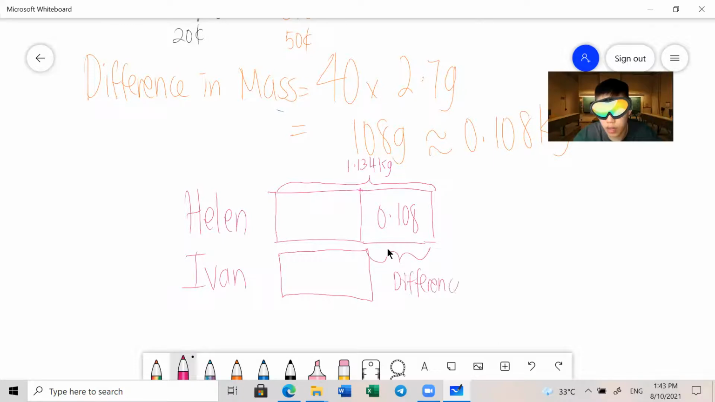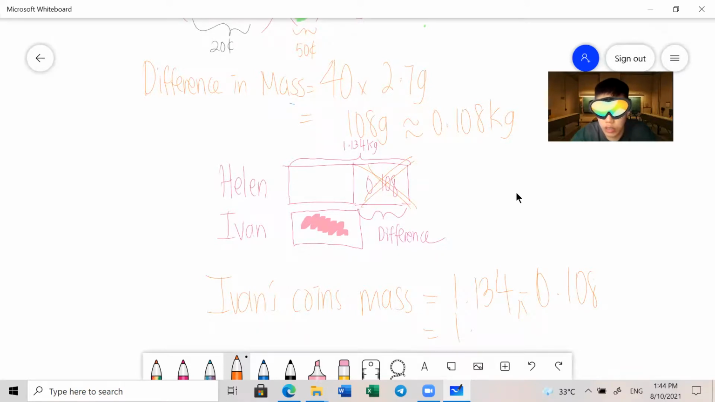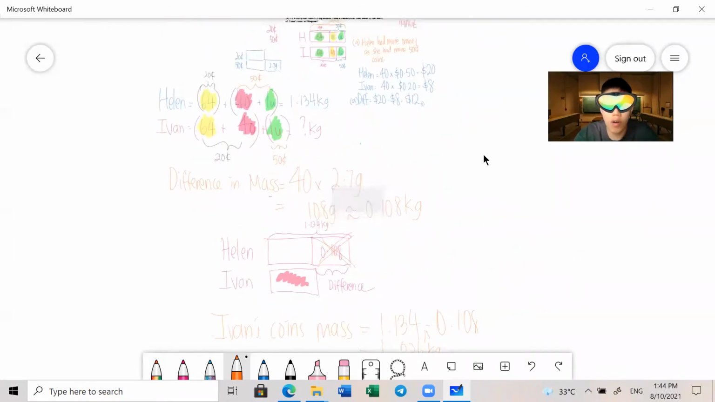Isn't this their difference? And what do we want to find? We want to find Ivan's coins mass. Very simple, right? Ivan's coins mass will be equal to 1.134 minus 0.108 kg. You might want to put kg here as well. In that case, you get 1.134 minus 0.108, you get 1.026 kg. Ta-da! That's your answer for B.